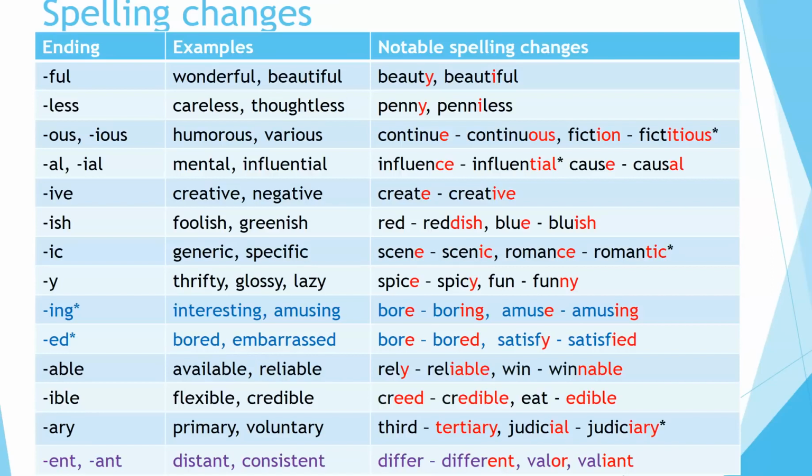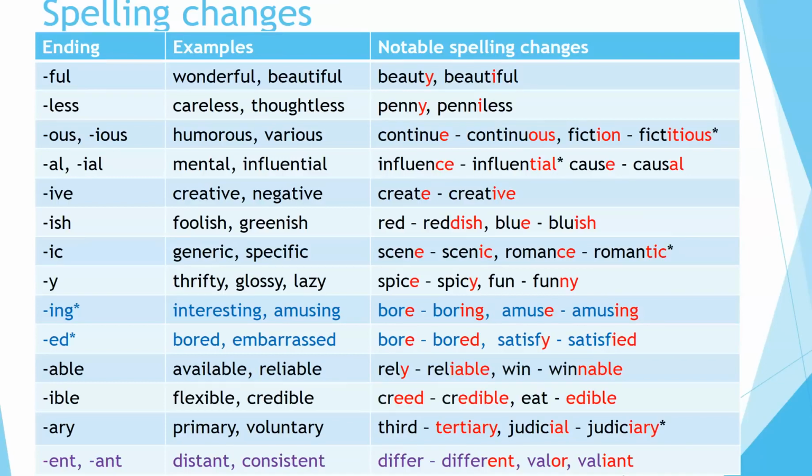IBLE, flexible and credible. Now in this case, it seems like the whole word changes. We have the word creed. When we change it into an adjective, we change the pronunciation and the spelling. So instead of creed, it becomes credible. So we drop one E and change the pronunciation from E to E, and then add the IBLE.